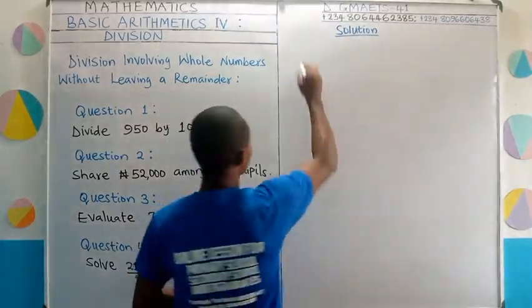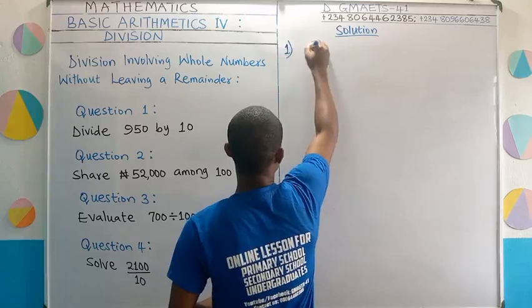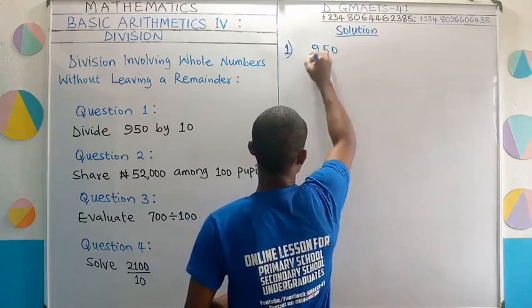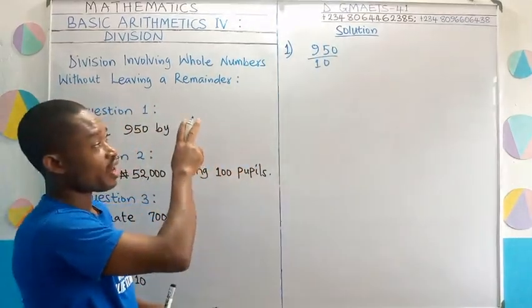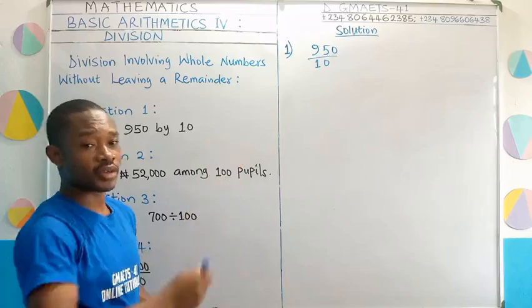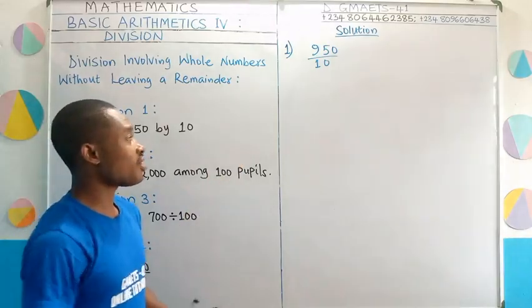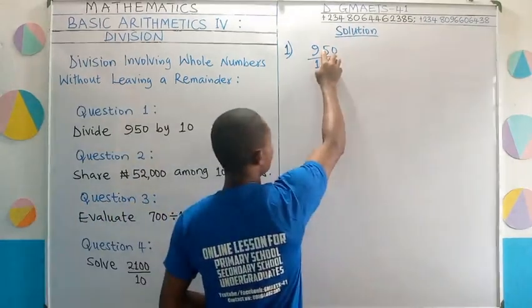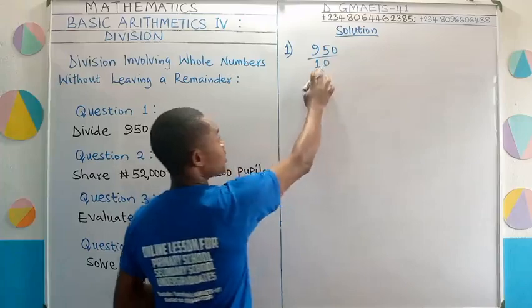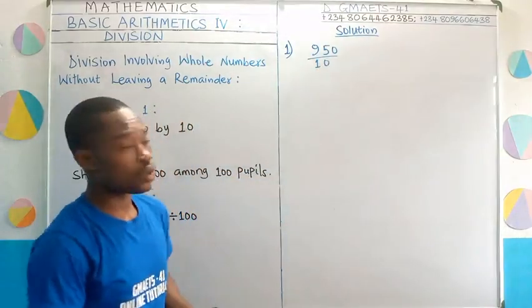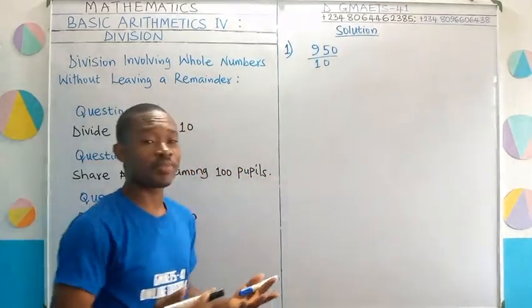How do we solve the problem? Solution to question number 1, we have 950, we are dividing it by 10. When I'm doing division, I prefer using this division sign all over. Is that okay? Now you notice that 950, the last digit is 0. Is that not so? And also you notice that the denominator, 10, the last digit there is also what? 0. So what you do is simple.